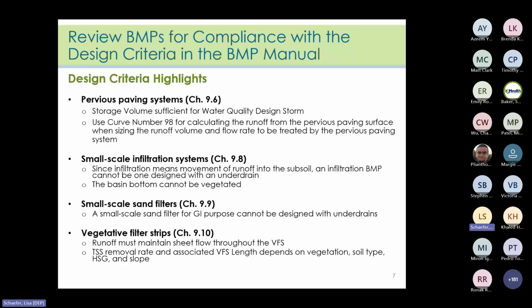Vegetative filter strips. Well, not every piece of a vegetated area can be recognized as a vegetative filter strip. Only those vegetative areas that are designed and maintained strictly in compliance with the design criteria of the vegetative filter strip chapter can have the TSS removal rate listed in the chapter. The TSS removal rate and the associated filter strip length depend on the vegetation, the soil type, the hydrologic soil group, and of course the slope. There are figures and curves that you can use to find the TSS removal rate associated with these four parameters.